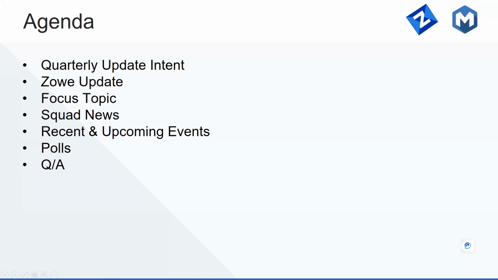So we've got a full agenda. We've got just under 60 minutes, and here's our plan. We'll review the intent of these quarterly meetings. We'll provide a brief update on what's happening with Zowe. Then we'll dig into this quarter's focus topic, which happens to be ZSS. We'll follow that up with a deeper dive on a specific Zowe squad, and this month we'll be featuring the Zowe CLI squad. Before we end, we'll list out some important events with dates and share links with you where you can continue to stay in touch with the Zowe community.